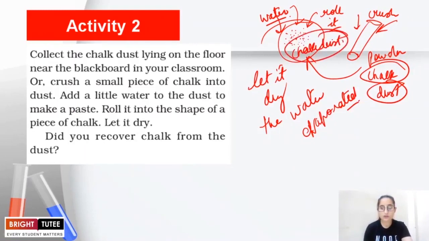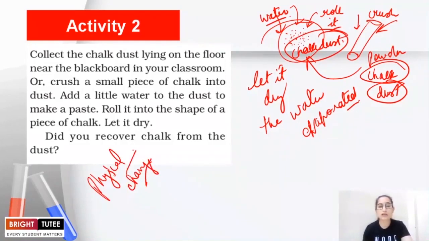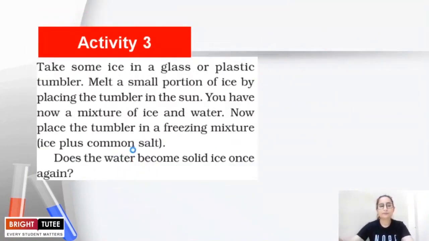So this was all a physical change, right? Because again no new product is formed and the change is reversible. You can again crush the chalk and you can again form chalk from it, right? So this was another example of a physical change.